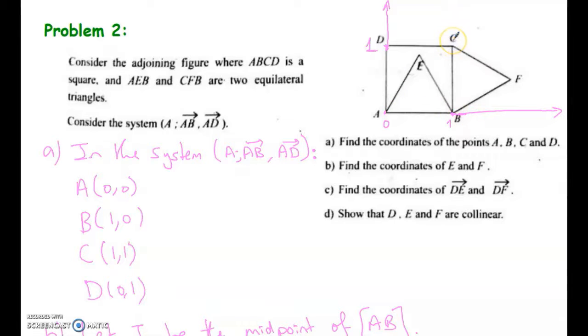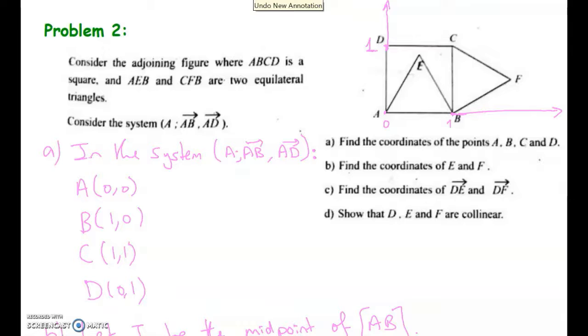You can think of it directly this way, or you can say, for example, AC is equal to AB plus AD. This means that the coordinates of C are 1, 1 because AC is equal to 1 AB plus 1 AD. So we were able to write it as a linear combination of AB and AD with coefficients 1, 1. But here it's obvious, so we can write it directly.